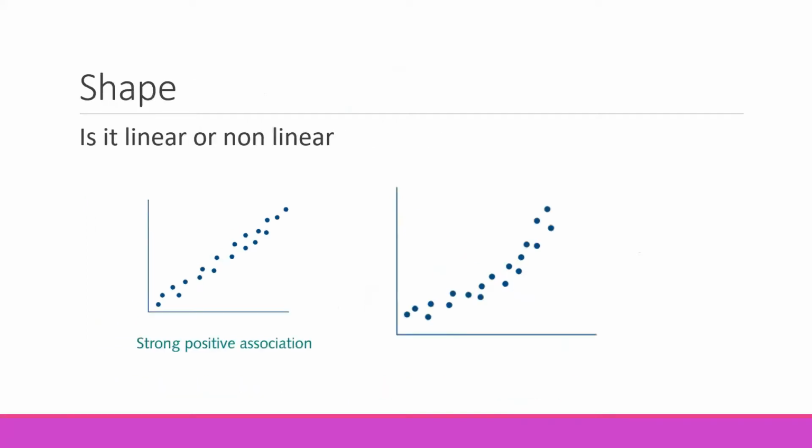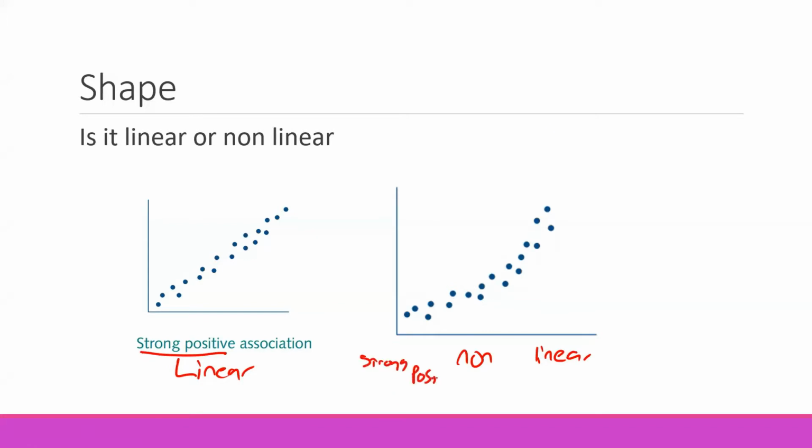The last one that we talked about was shape. So on the left here, we've got a strong positive linear. So this one is linear, whereas this one is non-linear. Now I'd still say this is strong and positive because it's still very close to a line.